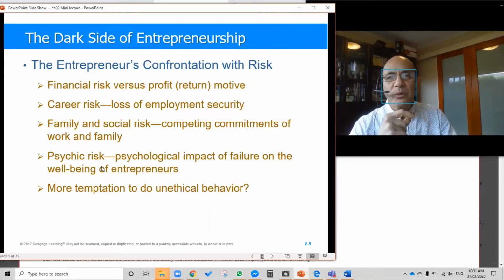There's also a psychic risk. The impact of failure can actually affect the mental health of entrepreneurs. And I put this in myself, and I've seen this a lot with many entrepreneurs who do business on their own. There's a lot of temptation to do unethical behavior. In other words, because we're driven by that force to succeed, there is some temptation to cut corners, and we'll talk about that a little later.